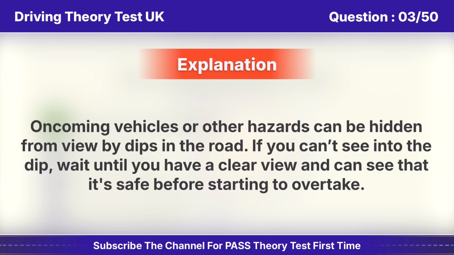Oncoming vehicles or other hazards can be hidden from view by dips in the road. If you can't see into the dip, wait until you have a clear view and can see that it's safe before starting to overtake.